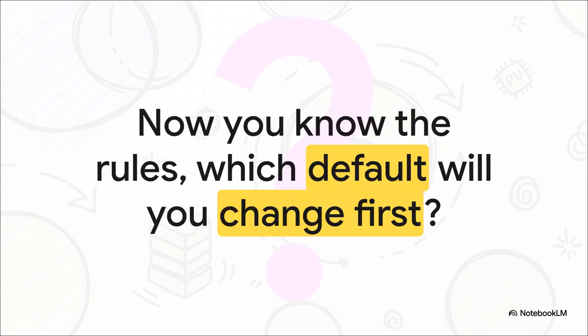So, with all these rules in mind, the real question is, what are you going to do with this info? Take a look at your own applications. Are you using strongly consistent reads in places where an eventually consistent one would work just fine? Now that you know the rules of the game, you can start playing it a whole lot better.